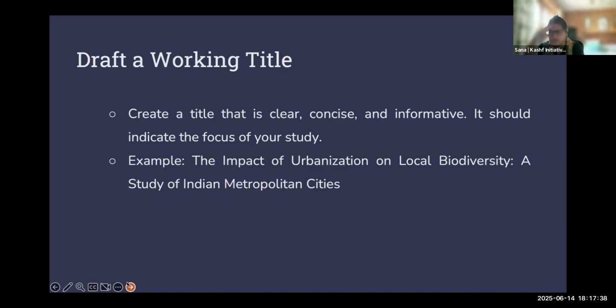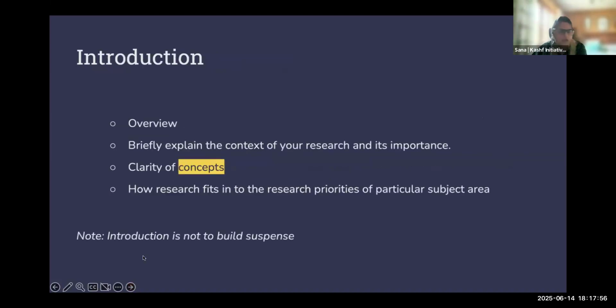Now, you cannot do, for instance, if I'm going to research urbanization and local biodiversity, I can't keep a title which says the impact of urbanization on climate. I'm studying local biodiversity. It has to be there, right? It cannot simply be climate. It cannot be the politics. It cannot be anything other than what I'm trying to study.